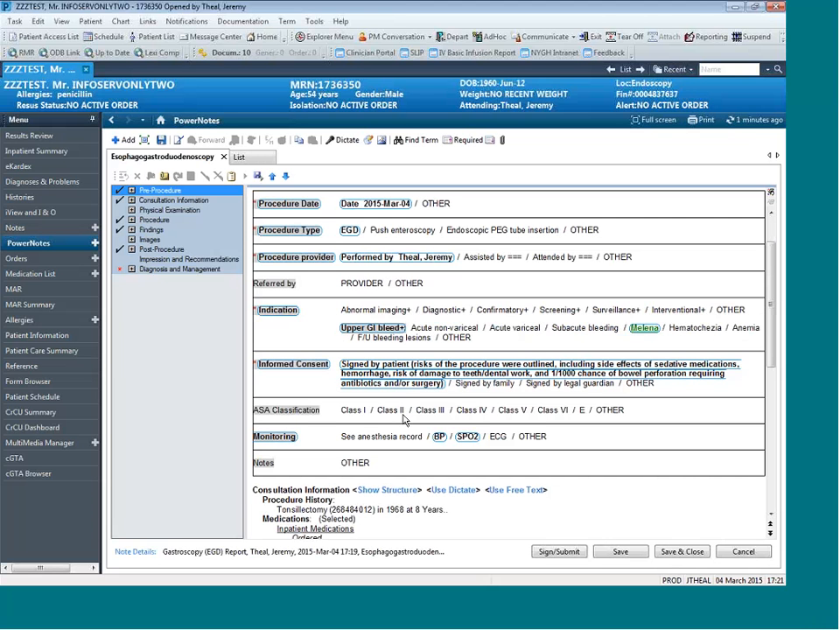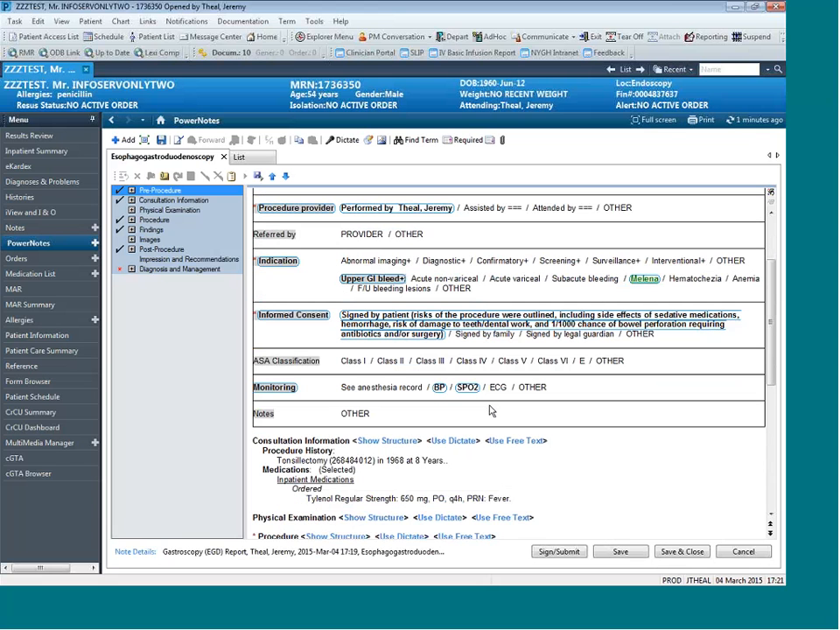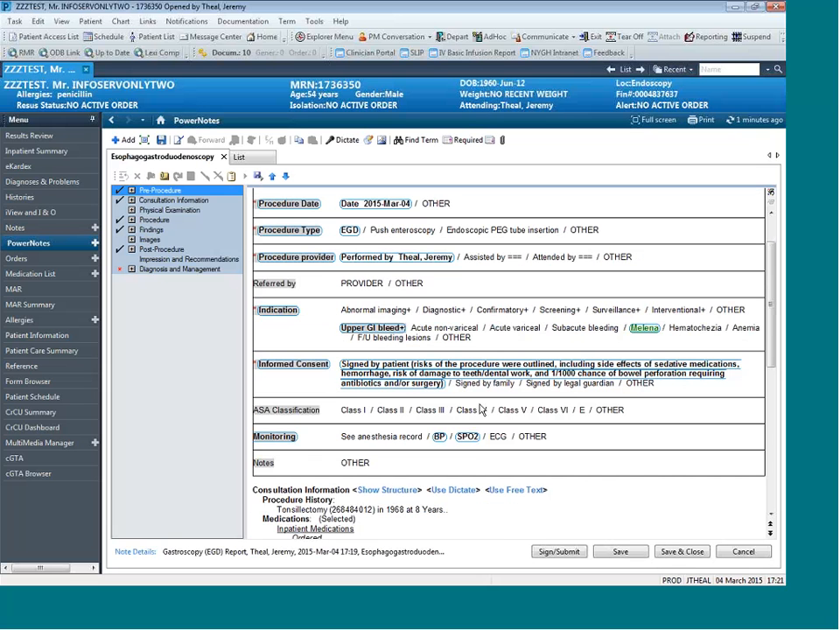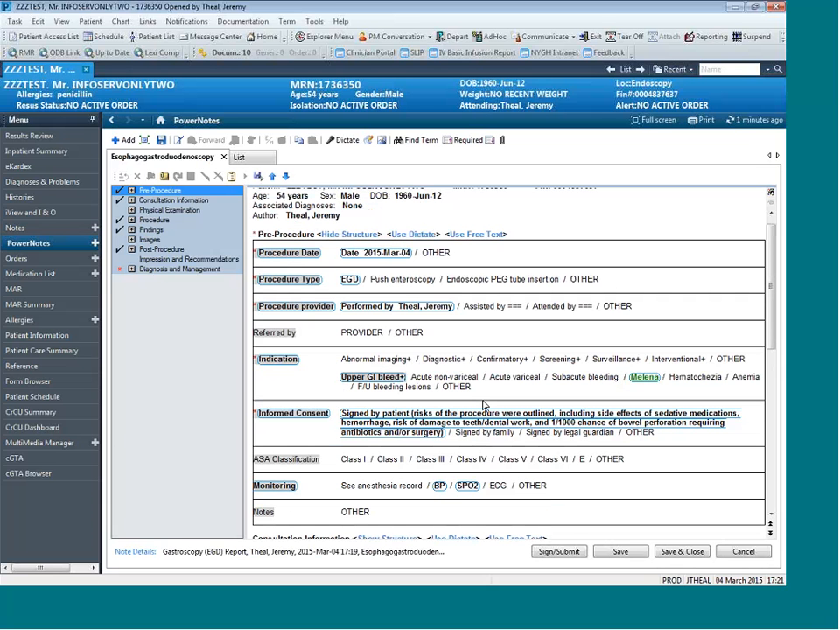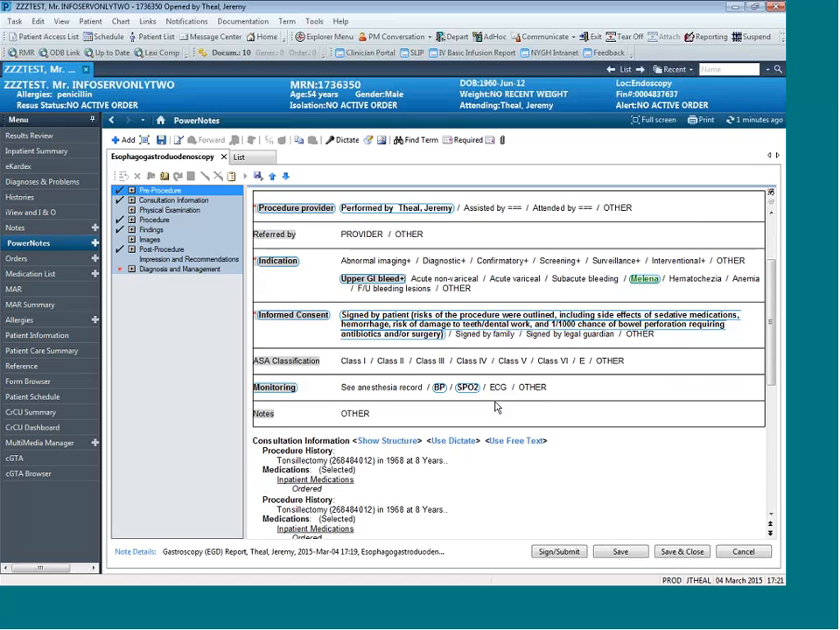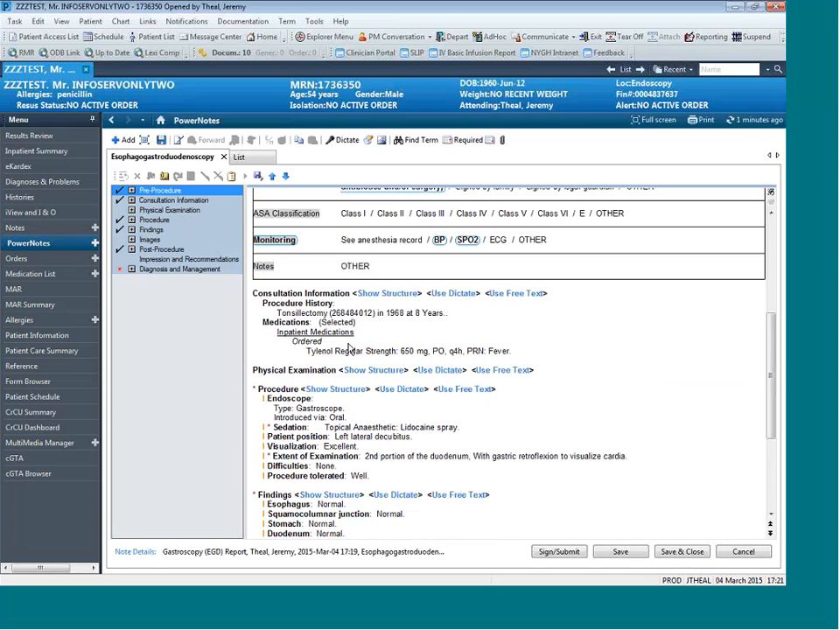All of the other sections of this first portion of the note are filled in, including how I typically explain my consent to the patients with their risks outlined, so that that's covered off every time, that the patient's blood pressure and oxygen saturation is constantly being monitored, and so forth.